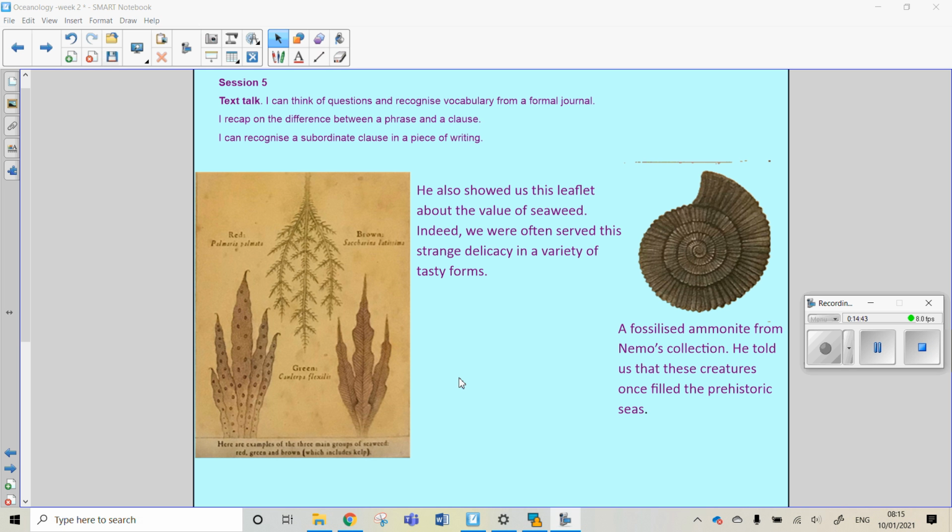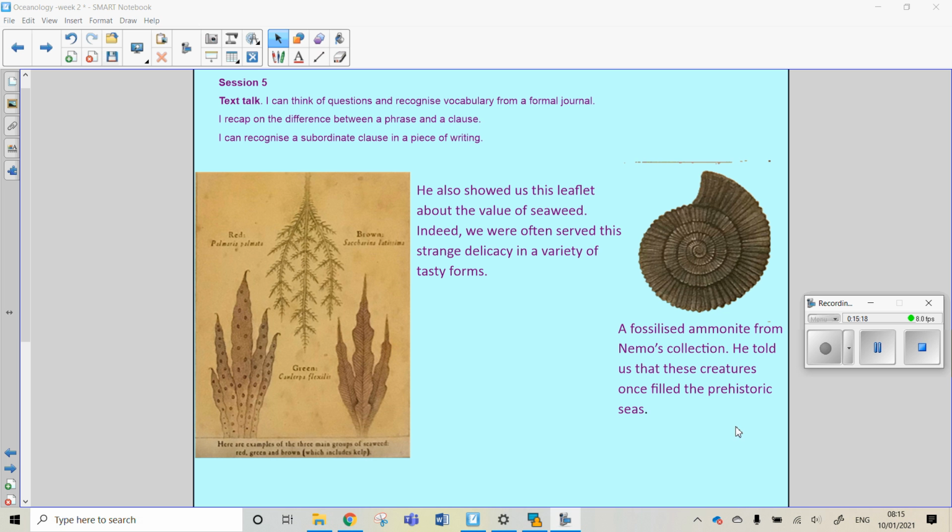Finally, I almost forgot that in the last part of the formal journal that Zoticus writes for today's page, we have a little bit of information. He also showed us this leaflet about the value of seaweed. Indeed, we were often served this strange delicacy in a variety of tasty forms. And that makes sense because people did used to eat seaweed quite a lot. And I do know sometimes people still do have different types of seaweed as a dish that they might eat.